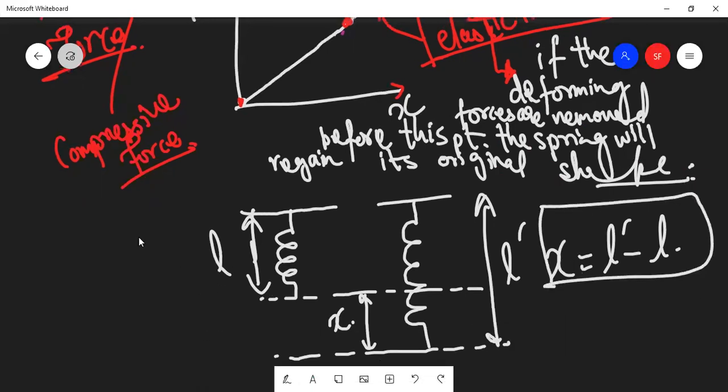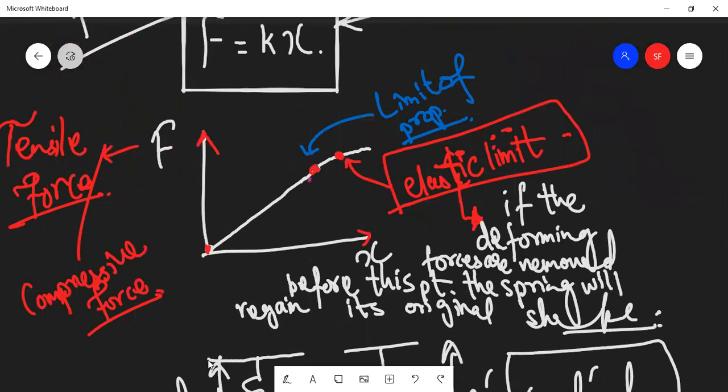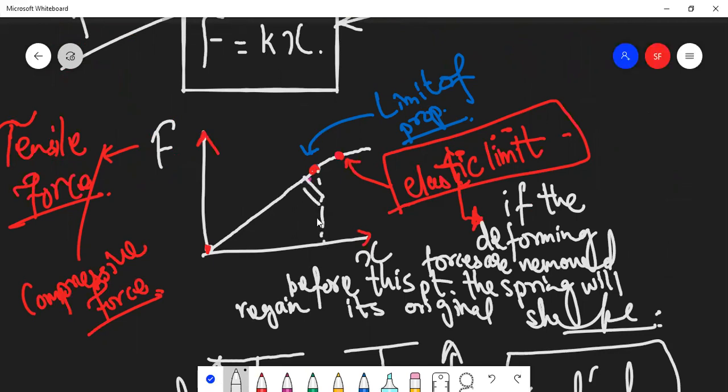You get Hooke's law and this graph. Now the area under this graph represents the energy stored inside the spring. It is the elastic potential energy stored inside the spring.